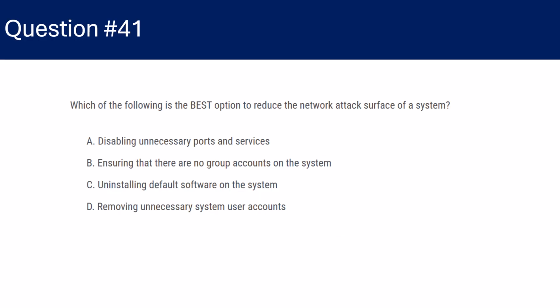Question 41. Which of the following is the best option to reduce the network attack surface of a system? A. Disabling unnecessary ports and services. B. Ensuring that there are no group accounts on the system. C. Uninstalling default software on the system. Or D. Removing unnecessary system user accounts.